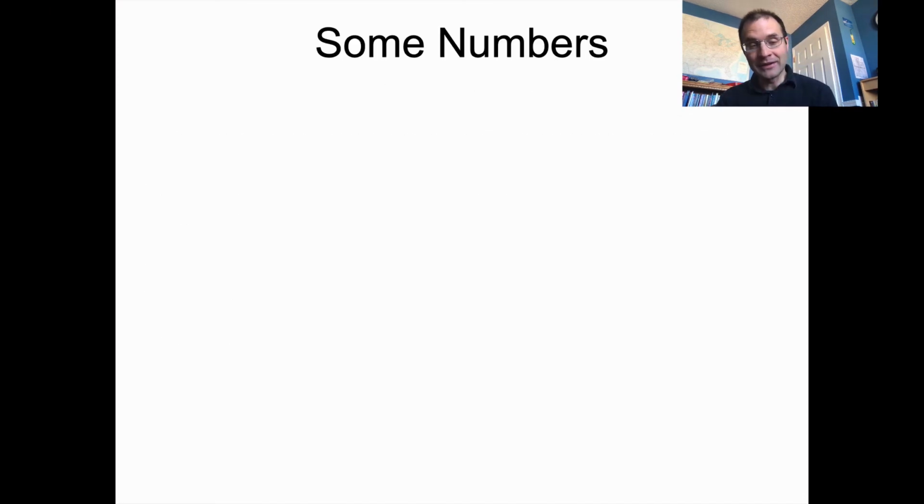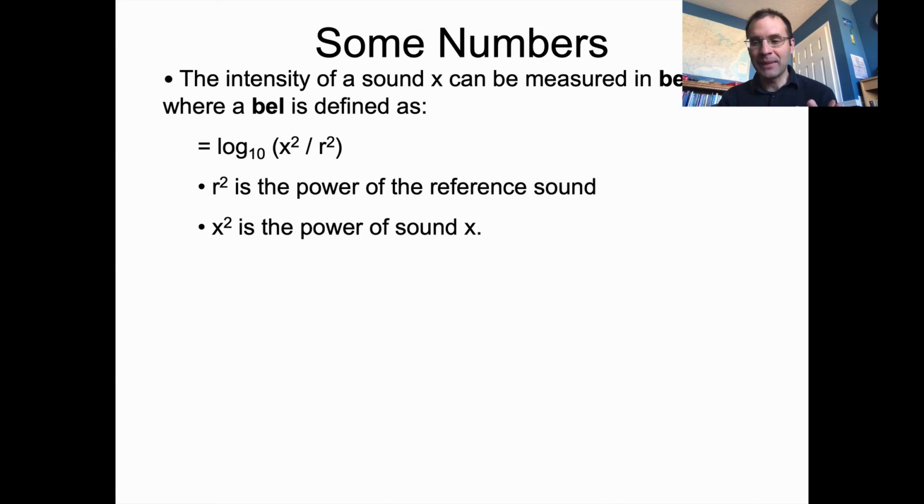What I want you to think about instead is the mathematics behind how intensity is calculated. The intensity of a sound X, some random sound we care about, is officially measured with a unit called bells, where a bell is defined as the log to the base 10 of the power of that sound X over the power of the reference sound, which I'm going to label here as R. And the bell, the unit, was named after Alexander Graham Bell, the guy who invented the telephone, as a way to honor him. And this is the official way of calculating that measure.